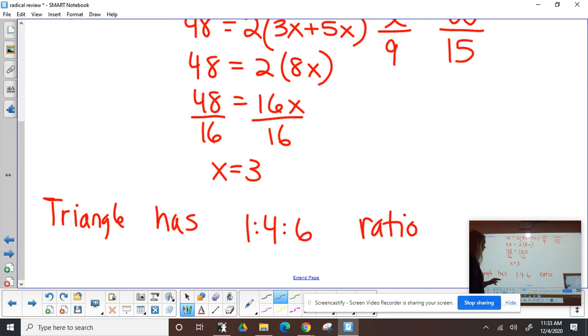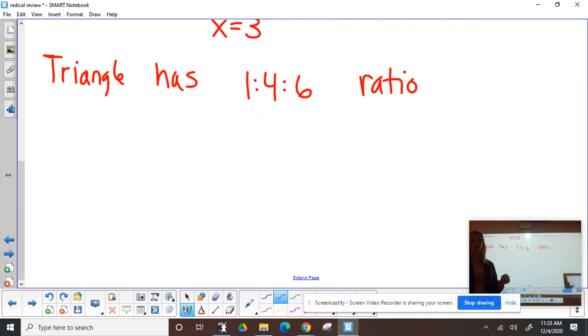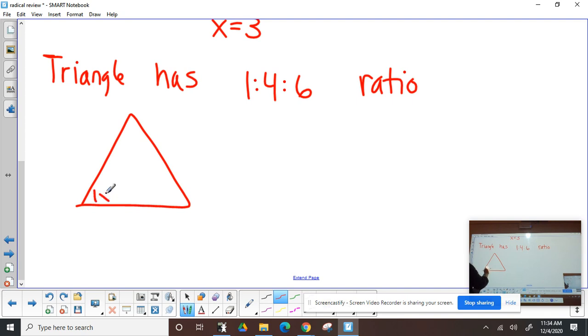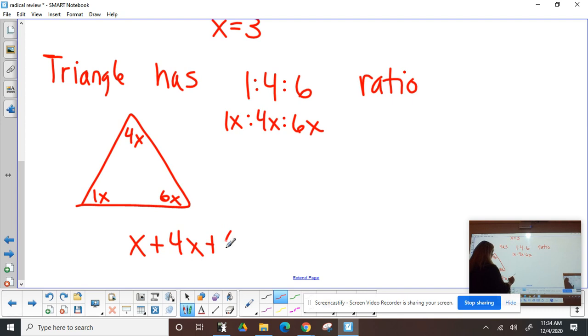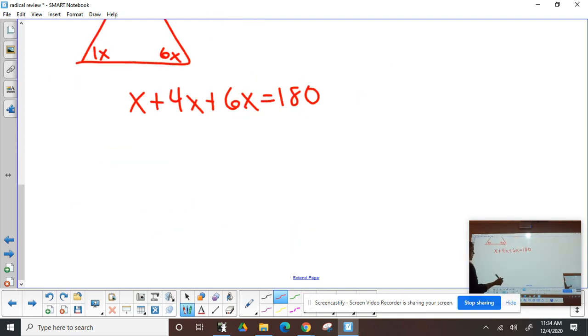For the last one, the triangle has a 1 to 4 to 6 ratio. Same idea. We know that a triangle has 180 degrees in its angles. So we have 1x, 4x, and 6x. We're setting it up the same way, 1x to 4x to 6x. Now, because we know that they all add up to 180, I can simply, I made this very difficult for myself. I should have picked different numbers, but whatever.